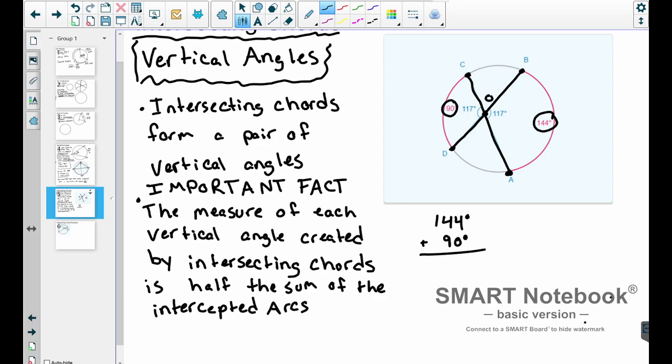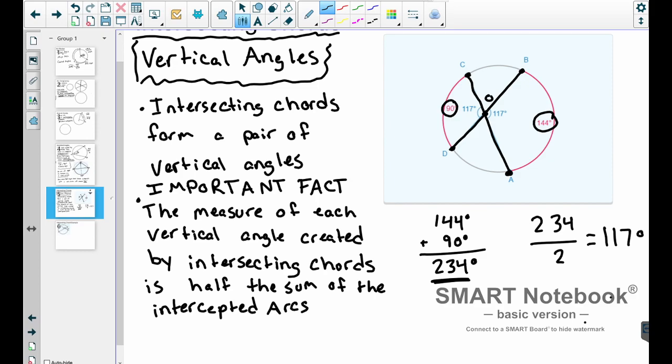So throw a little addition sign there, and that would equal, no, not 134, 234 degrees. So the measure of vertical angles created by the intersecting chords is half the sum of the intercepted arcs. So we have the sum, and we need half of that, right? It says something about half of the sum of the intercepted arcs. So if we do 234 divided by 2, we get, you may have guessed it, I'm sure you did, 117 degrees.